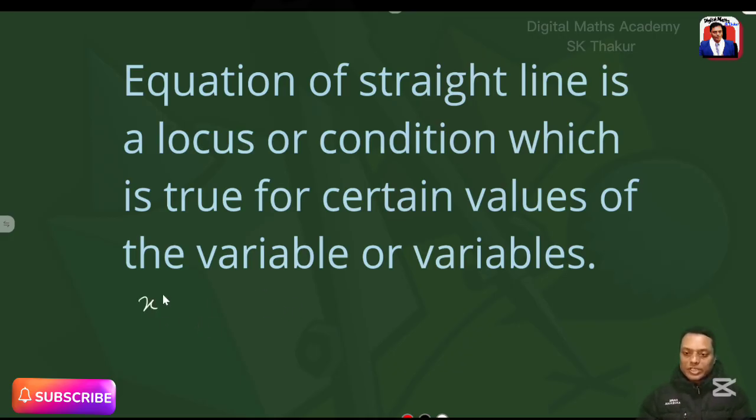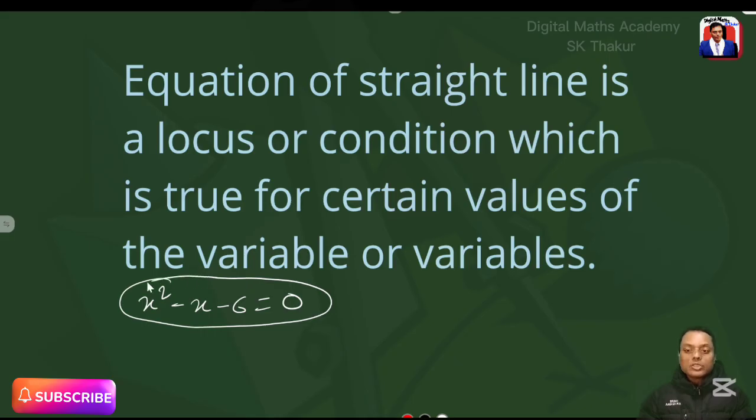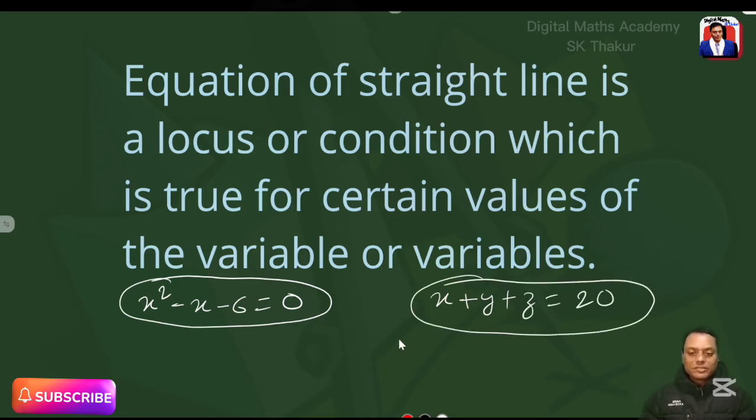For example, if we have here x squared minus x minus 6 equals to 0, so we have here two roots, that is two values of x. So here we have only one variable, that is x. But if we have here x plus y plus z equals to 20, then here we have three variables, right? So in an equation, we may have one variable or two variables or three variables.